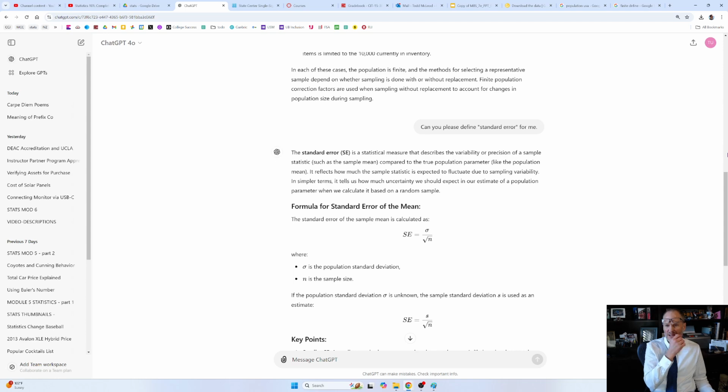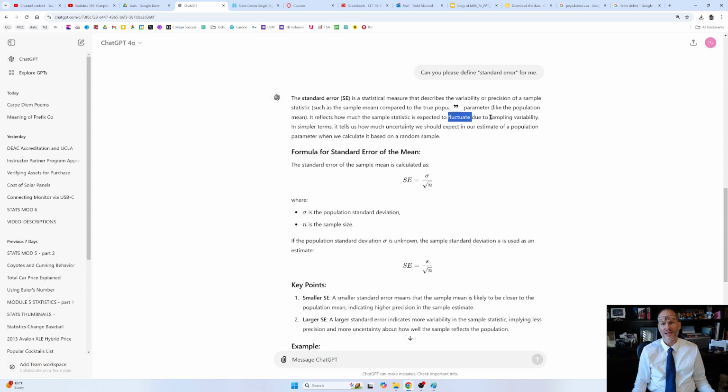So standard error is a statistical measure that describes the variability or precision of a sample statistic in relation to the population. So it compares the precision of the sample versus the population: how much error is there, what's the standard error. And it reflects how much the sample statistic is expected to fluctuate due to sampling variability. Sometimes the mean from our sample is 6 foot, sometimes the sample shows the mean is 5'8", sometimes 5'6", right? And so we have variability. The statistic we're getting from our sample fluctuates, and there's variability because of sampling.